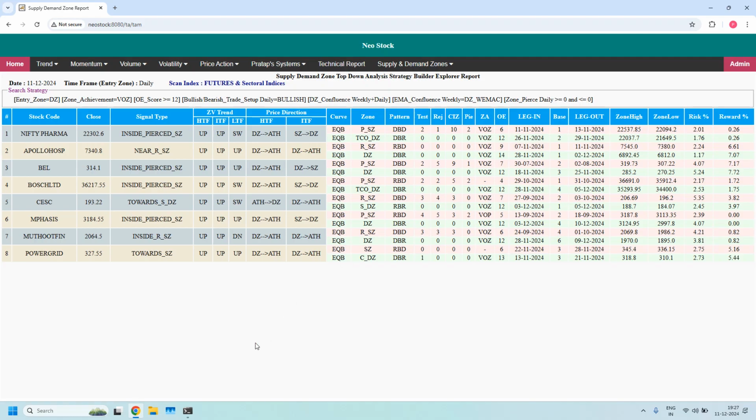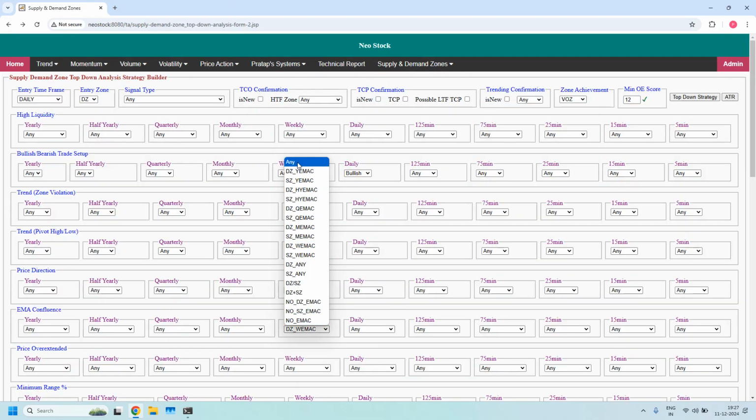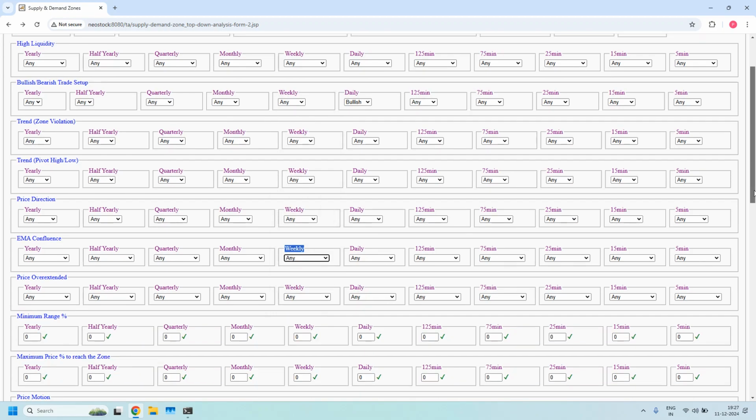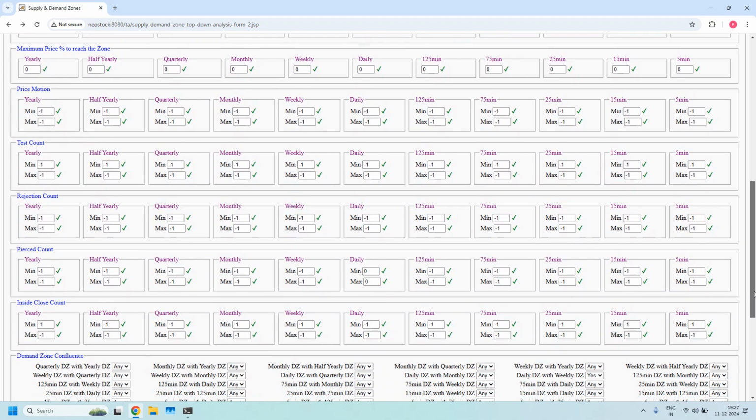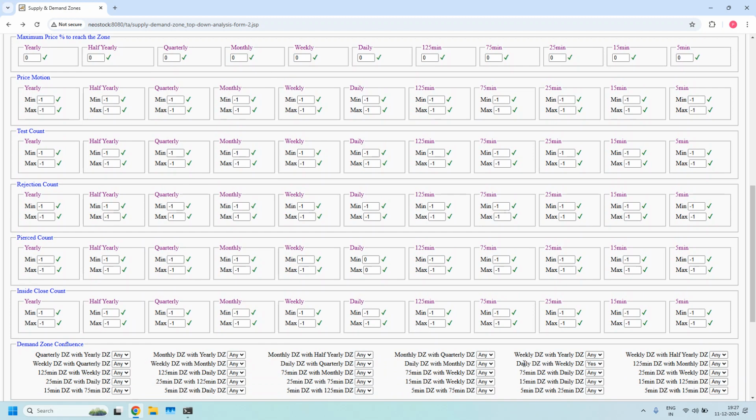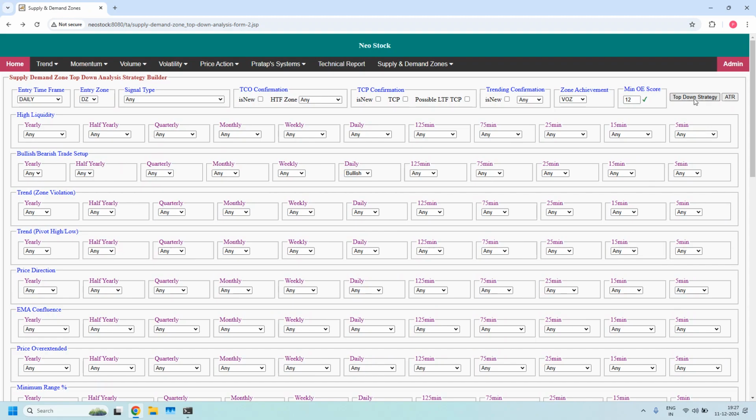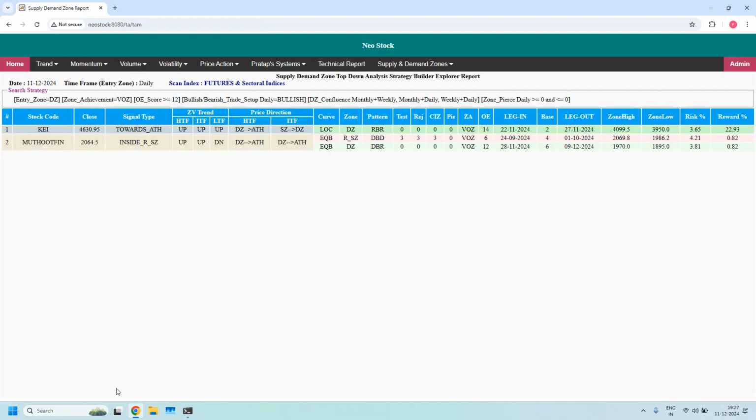Next, let us filter based on LTF, ITF and HTF demand zone confluence. I am removing this EMA filter. In the demand zone confluence, we need to set 3 filters. First filter is already enabled, daily with weekly. Next, daily demand zone with monthly demand zone confluence. Weekly demand zone with monthly demand zone confluence. With all the 3 filters, we got 2 stocks.